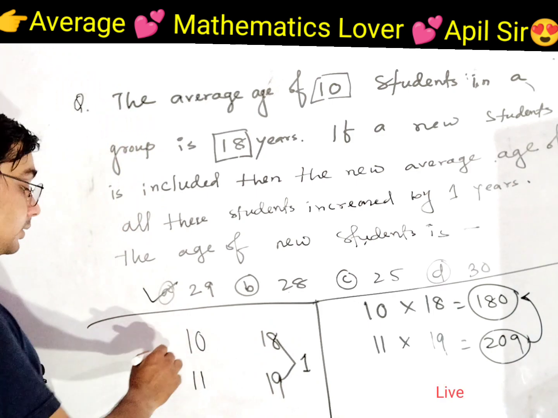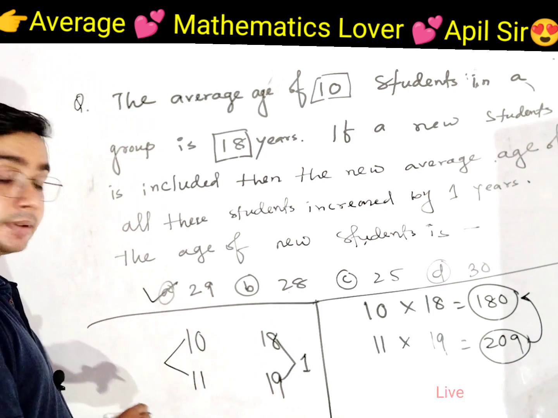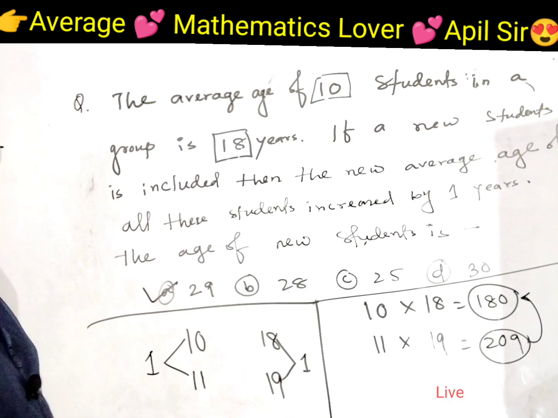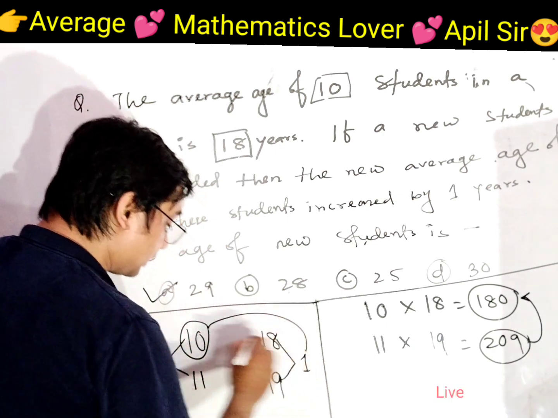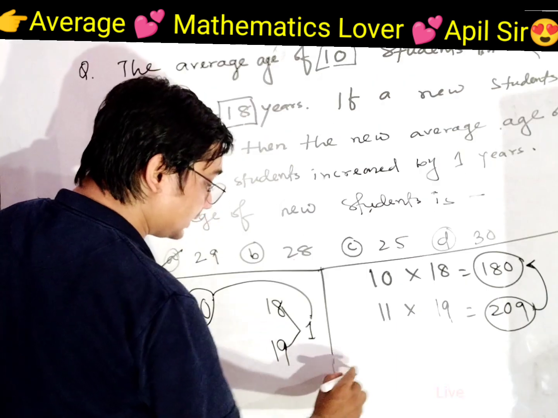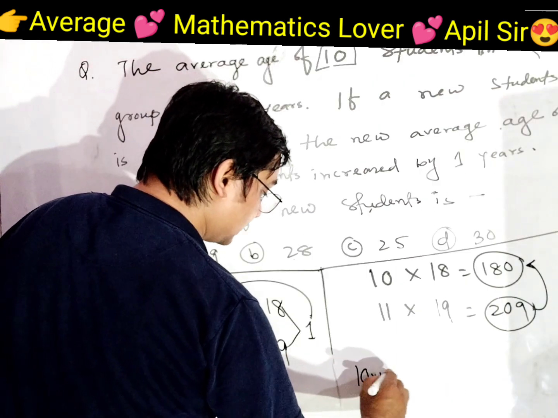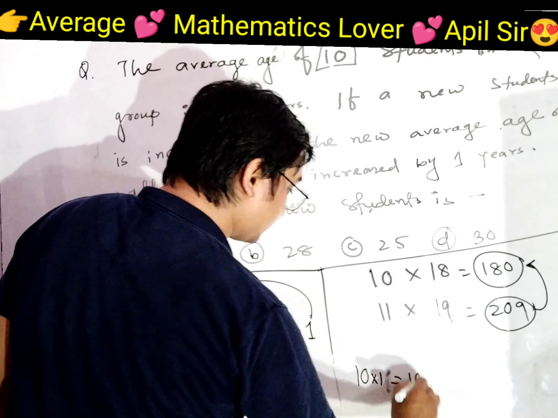This will be 1, and you also find the difference of this number. This difference also will be 1. Then what we do, you take the multiple of this to 1, 10 into 1. So what we get here, 10 into 1 means this will be 10.